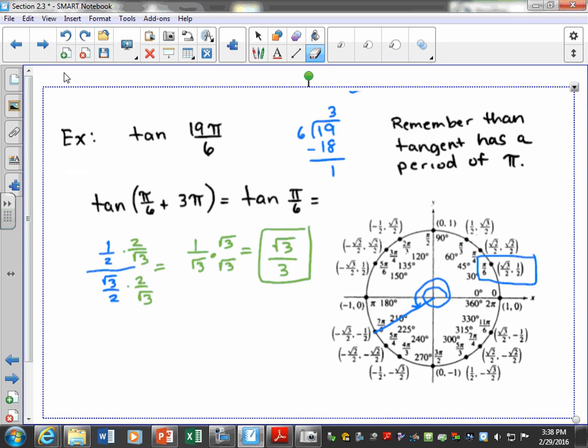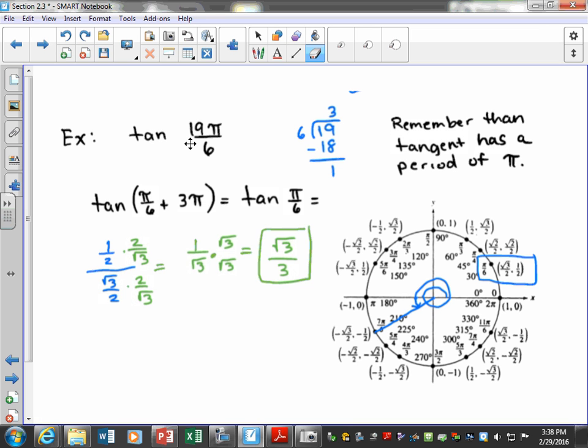Okay, one more right here. So if I give you the tangent of 19 pi over 6, okay, I divide that out and I get 3. This is 3 pi. Now this didn't have to be an even increment because remember, tangent and cotangent are the only ones that have a period of just pi, so it's okay that this is just an odd number of pi. With 1 left over 6, so that's going to be 1 pi over 6 plus the 3 pi that's periodic. And that's going to be the same value as me evaluating the tangent of pi over 6.